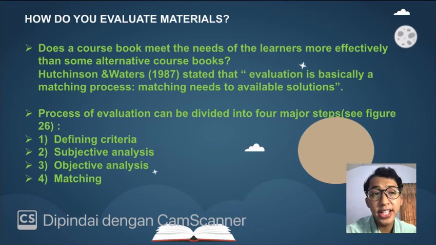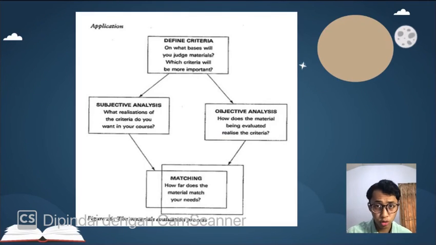Okay, the next point is how do you evaluate materials, and Atkinson and Waters again state that evaluation is basically a matching process, matching the needs to a valuable solution. The match should be done as objectively as possible. It means that the teacher has to look at the needs of students and then the solution separately. In the final analysis, any choice will be made on subjective grounds. However, if subjective factors influence your judgment.